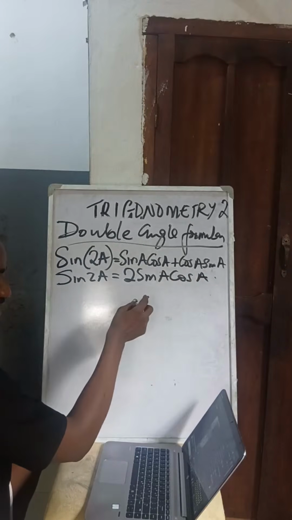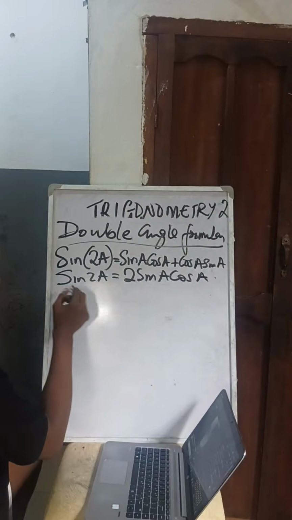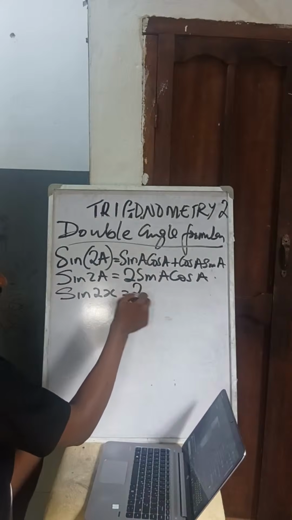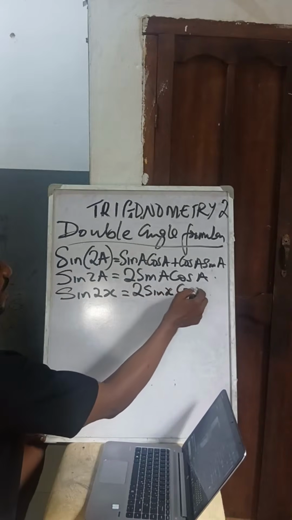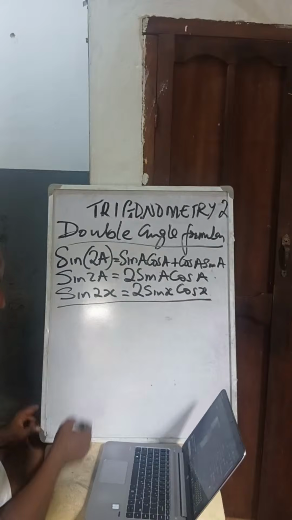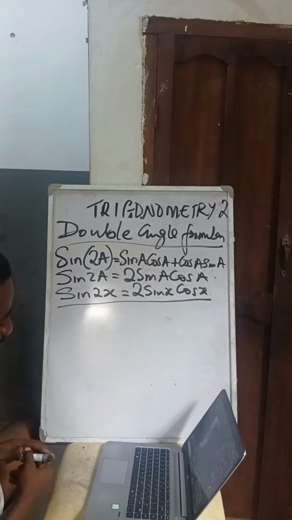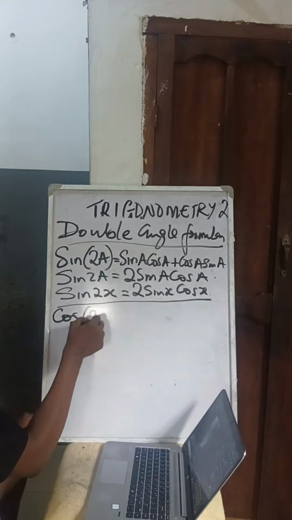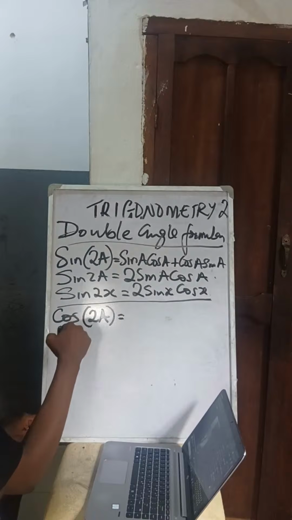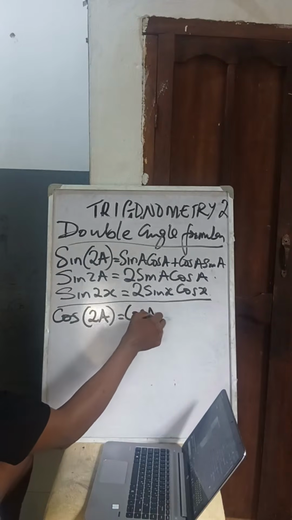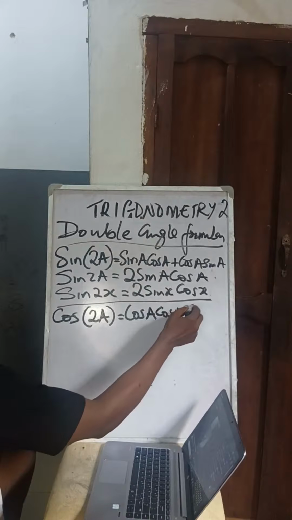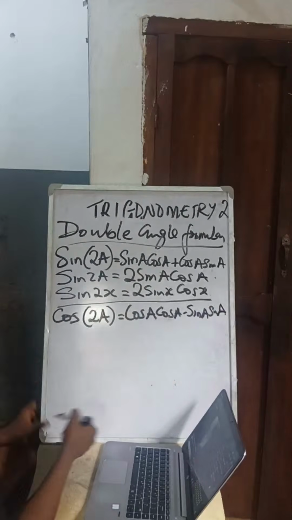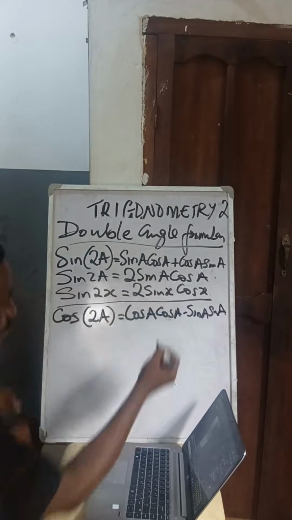Do you remember this? Okay, let me put it down closer. If A is x, sine 2x is equal to what? 2 sine x cos x. You can now know where this is coming from. Beautiful. Thank God for your life. You have seen it. Now, cos 2A will give us cos A cos A minus sine A sine A, because plus will give us minus.